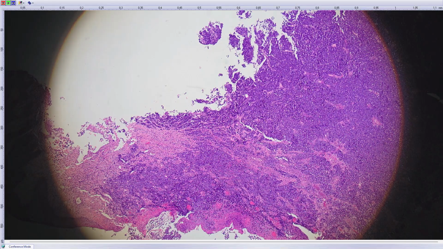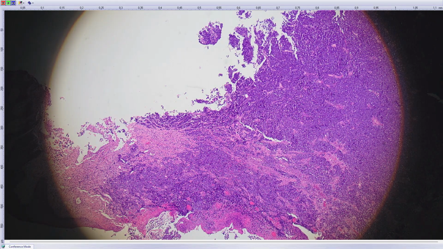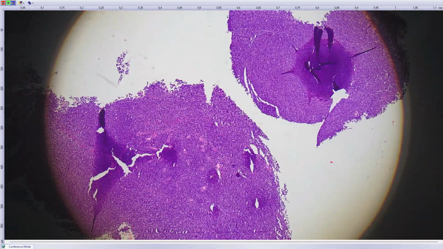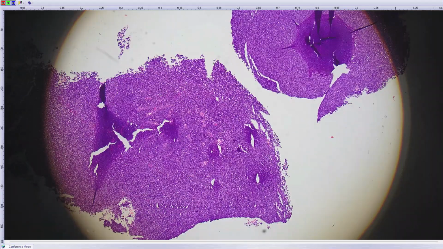I'll start with a few cases, which is a mixture of surgical pathology, and then we will have a guest speaker today, our hematopathologist, Lida Bodová, who will show you some interesting heme path cases.